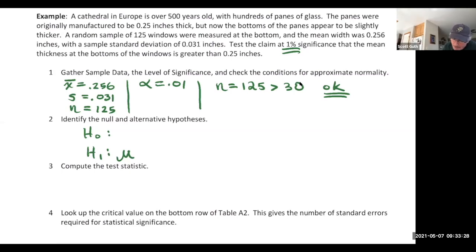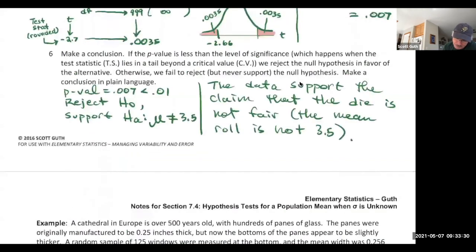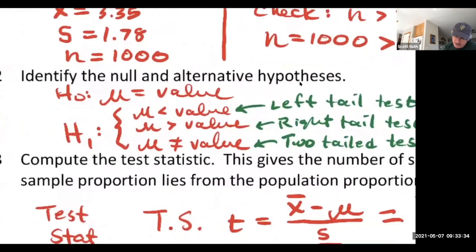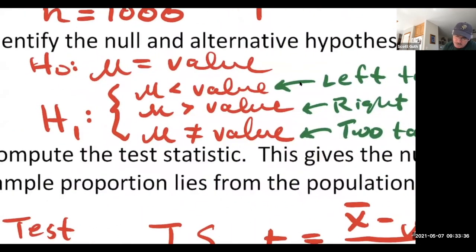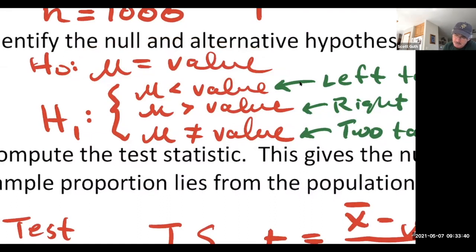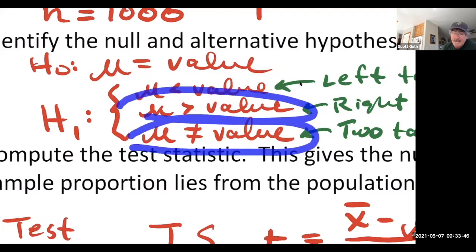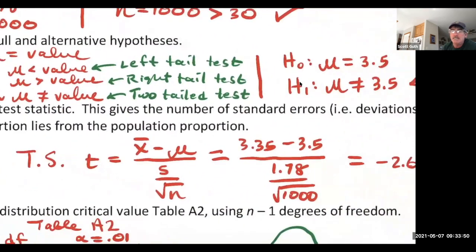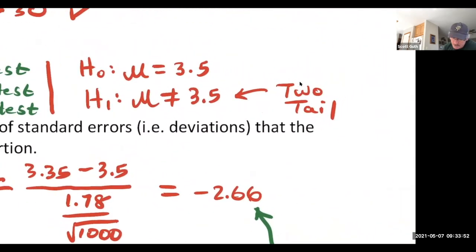Now there's a number that you want to put. So if you look at how we did the last one, it's going to be just like this. These are your choices. You can say the mean is equal to a value in the null hypothesis, but the alternative has to say mu is less than, greater than, or not equal to an actual value. So when we did it for the die, we said that the mean was not equal to 3.5.